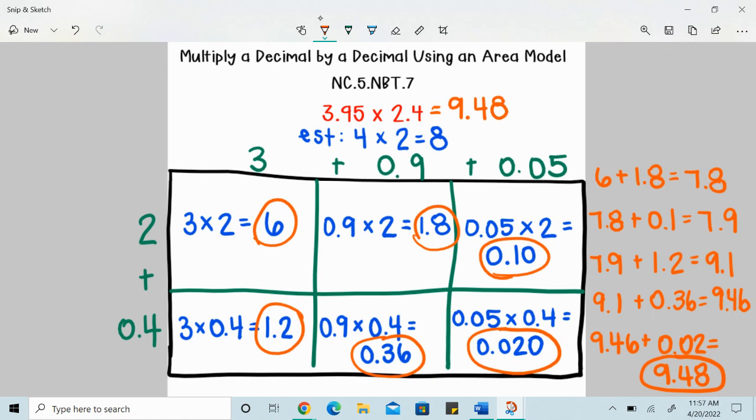We had estimated that our answer would be around 8. I know 9 and 48 hundredths is pretty close to 8, and so that is a very reasonable answer. And so this is how we would multiply two decimal numbers using an area model where we record the equations in our area model.